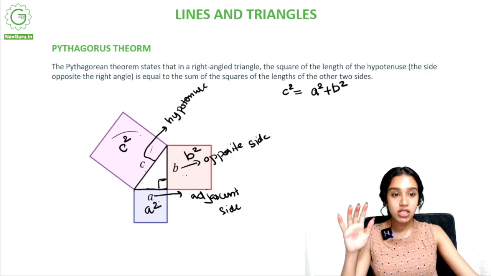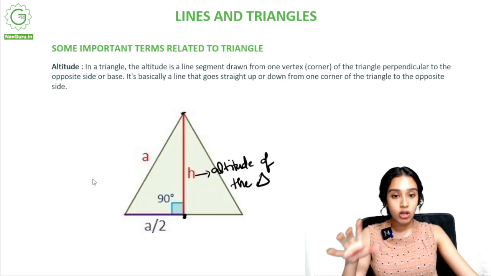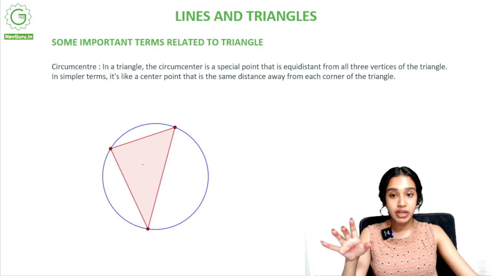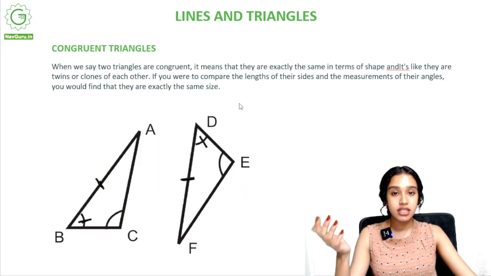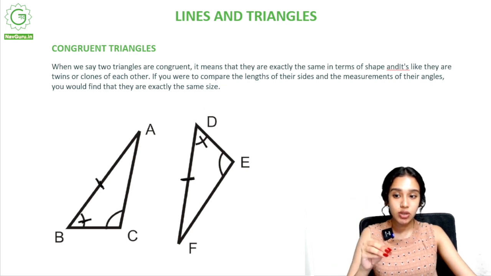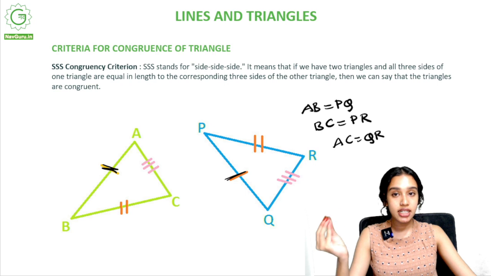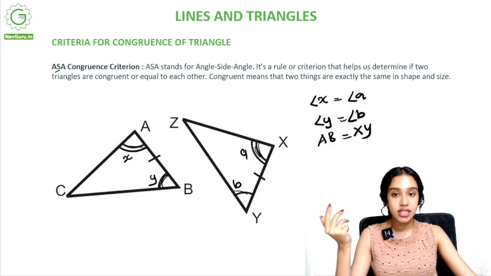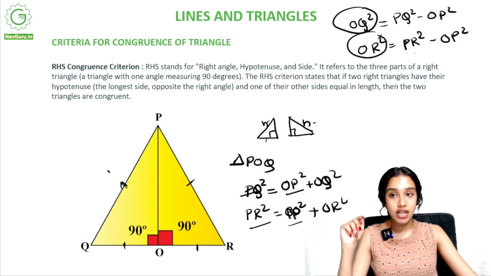We talked about Pythagoras theorem, where it states that the hypotenuse square is equal to the sum of the adjacent side and the opposite side squares. Then we talked about altitude. We talked about median, circumcenter and incenter of a triangle. Then we talked about congruent triangles, and the criteria for two triangles being congruent. First one was the SSS criteria, then SAS criteria, then ASA criteria and RHS criteria. This is all about the chapter lines and triangles.